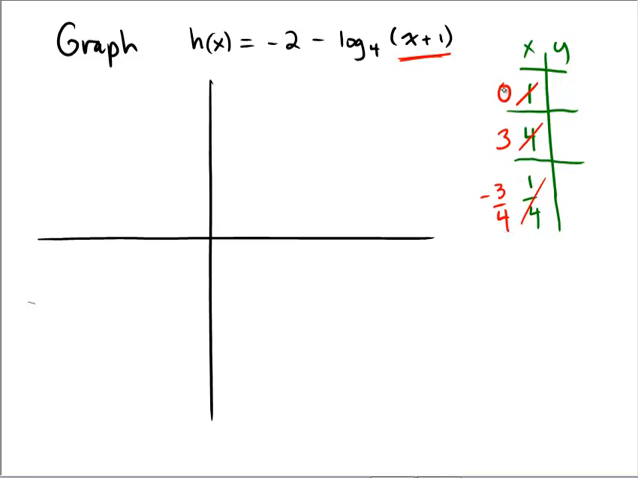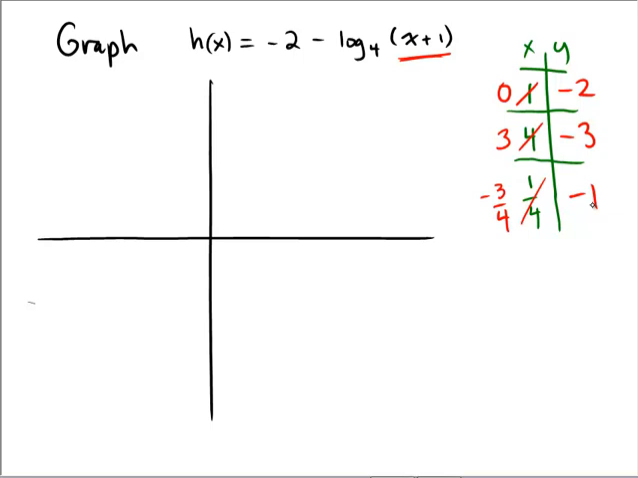Because if you were to replace 0 into this function for x, 0 plus 1 is 1, log base 4 of 1 is 0, and -2 minus 0 is just -2. 3 plus 1 is 4, log base 4 of 4 is 1, -2 minus 1 is -3, and -3/4 plus 1 is +1/4. Log base 4 of 1/4 is -1, and so you get -2 minus -1, or -2 plus 1, which is -1.